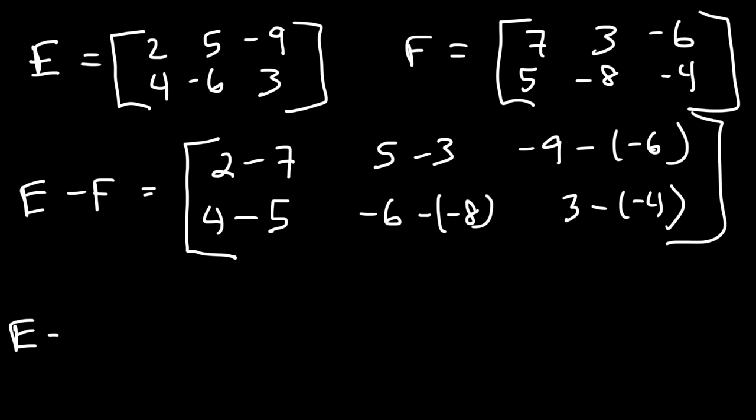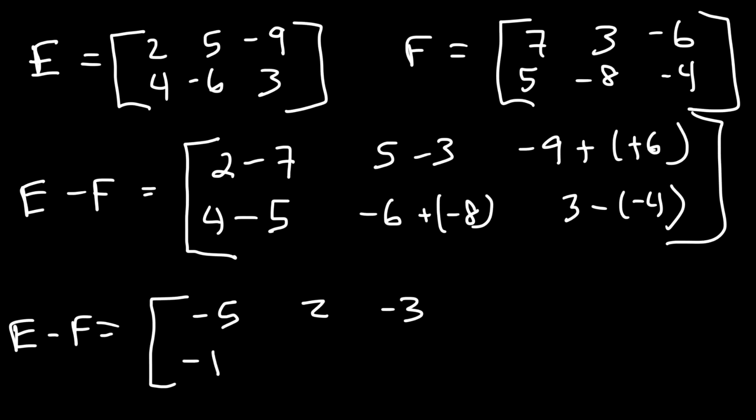So now the difference between E and F, it's going to be 2 minus 7, which is negative 5. 5 minus 3 is 2. Negative 9 minus negative 6, or negative 9 plus 6, that's going to be negative 3. 4 minus 5 is negative 1. Negative 6 plus 8, that's positive 2. And 3 minus negative 4, which is 3 plus 4, so that's 7. And so that's the difference between matrix E and matrix F.